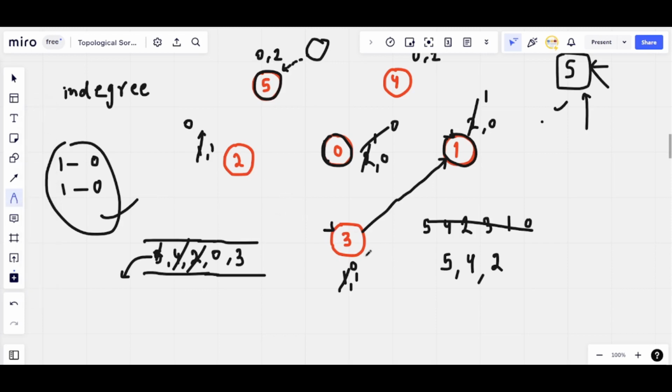Now we'll process node number 0, this one, and we can see that there is no adjacent node for node number 0. So we just push it into our answer array.